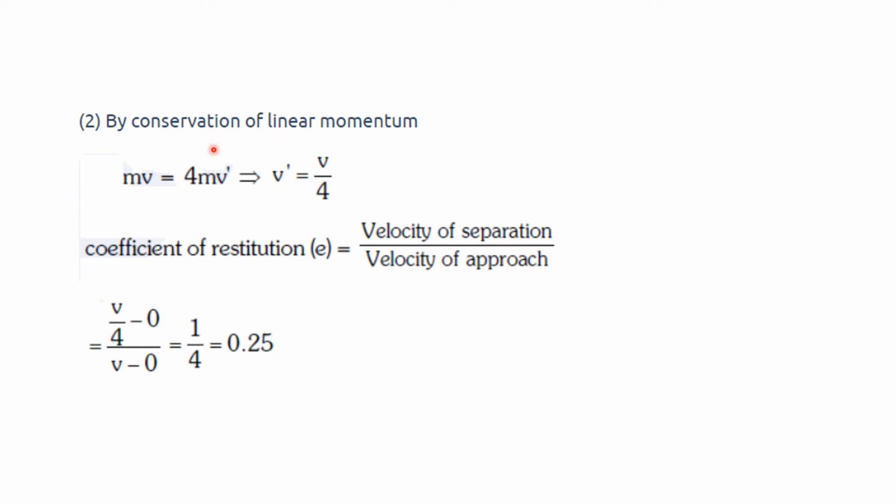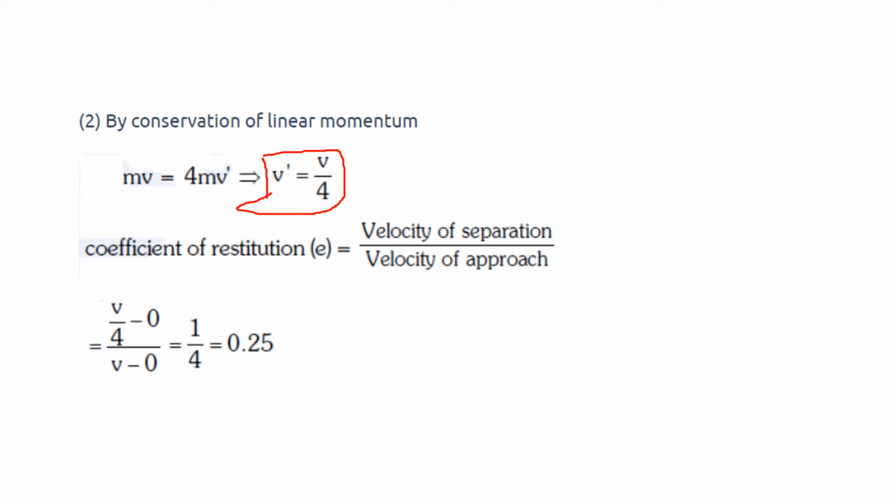Now we just need to apply a single equation here, that is the conservation of linear momentum, right? So that is mv equal to 4m v', that is, v' equals v by 4, right? This is an important result, we need to keep it in mind.